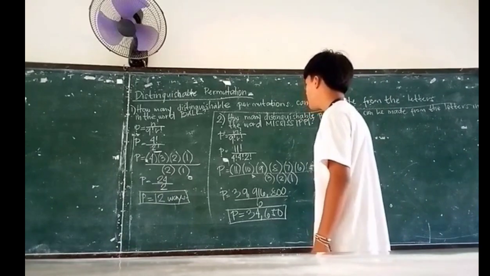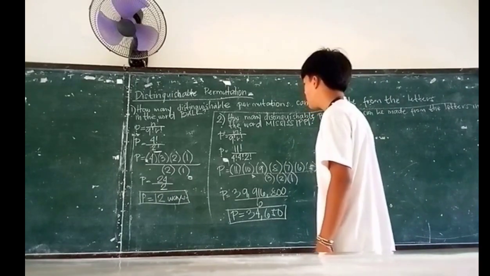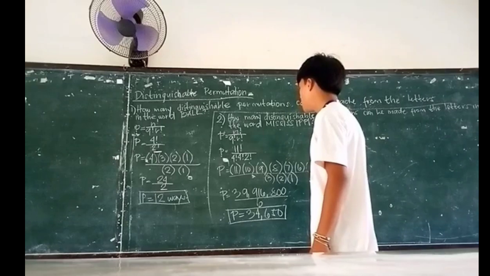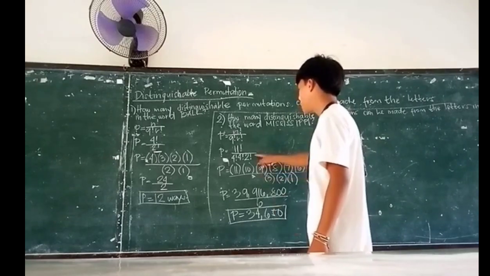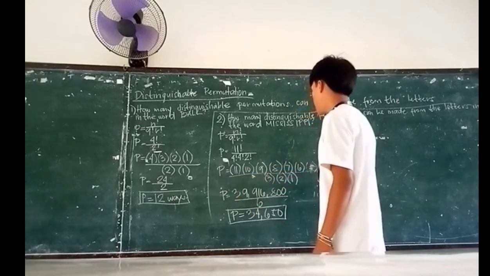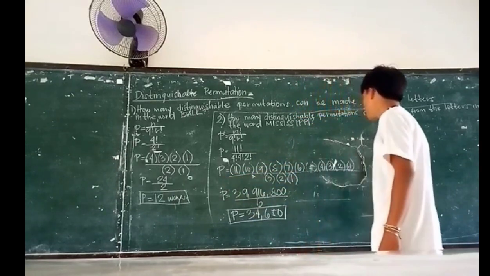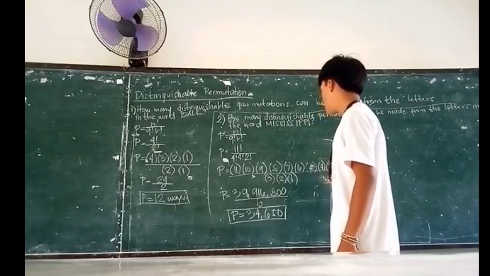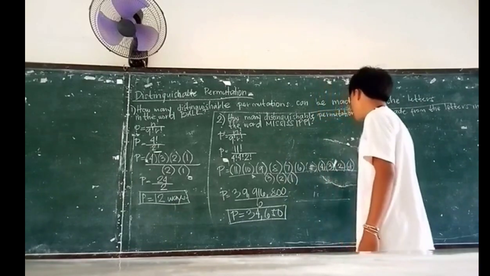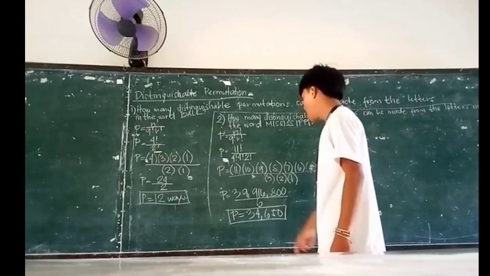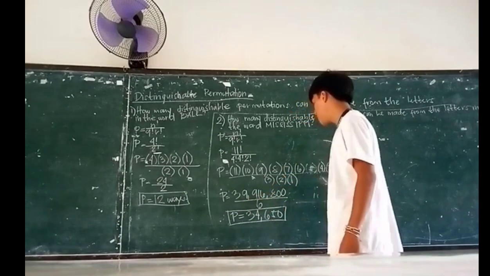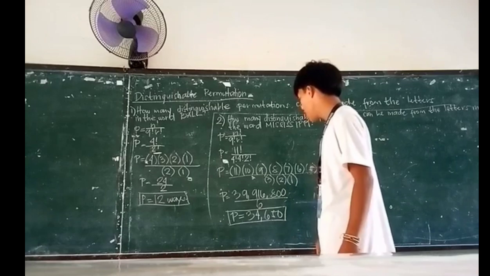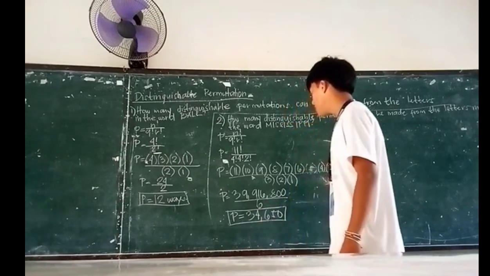How many distinguishable permutations can be made from the letters in the word Mississippi? Permutation equals n factorial over q factorial r factorial. Permutation equals 11 factorial over 4 factorial, 4 factorial, 2 factorial. 11 times 10 times 9 times 8 times 7 times 6 times 5 times 4 times 3 times 2 times 1 equals 39,916,800. 3 times 2 times 1 equals 6. Divide.